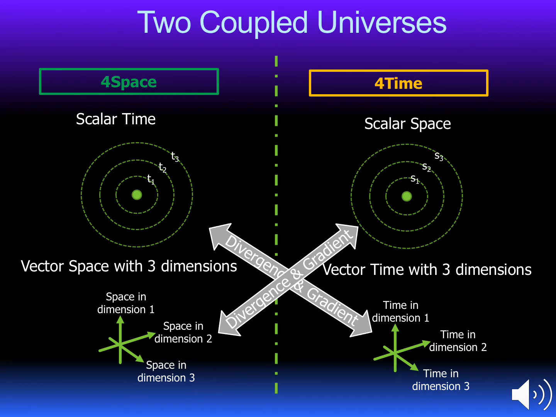So in the previous video of this extended concepts in time, we had talked about how you could use mathematical operators to transform a scalar field to a vector field and a vector field to a scalar field. So we could take the scalar time and apply the gradient to get vector time, and we could take vector space and apply the divergence to get scalar space, and obviously we could do the reciprocal when we're going from 4 time back to 4 space.